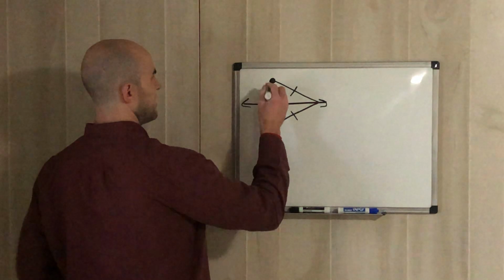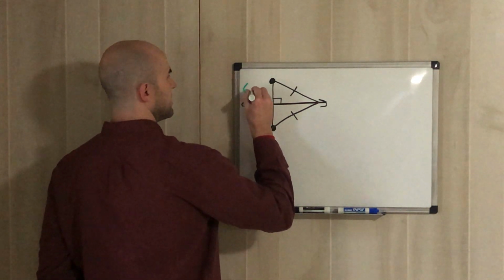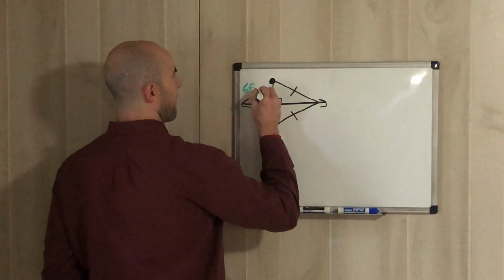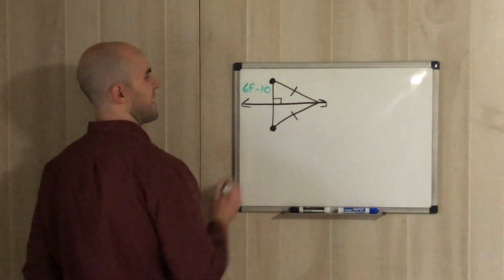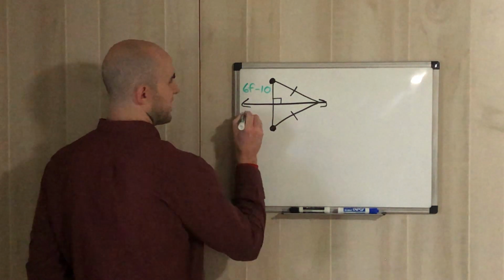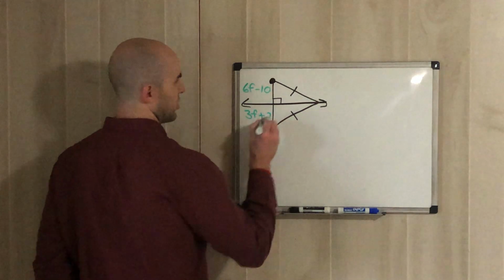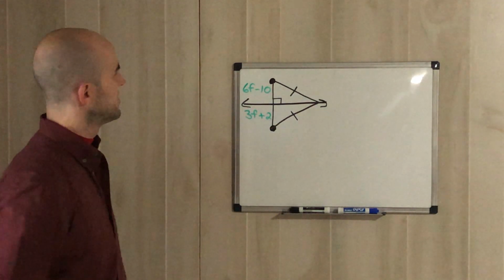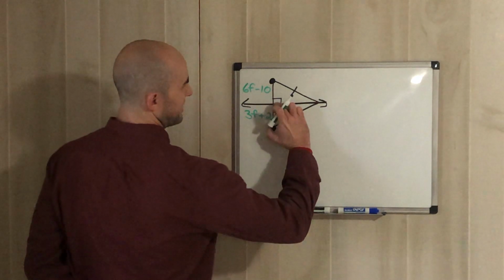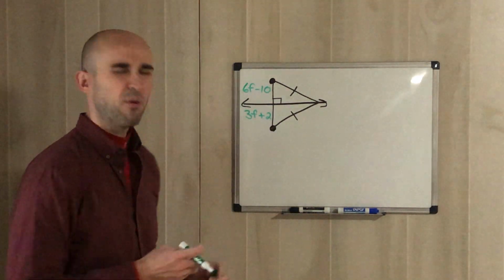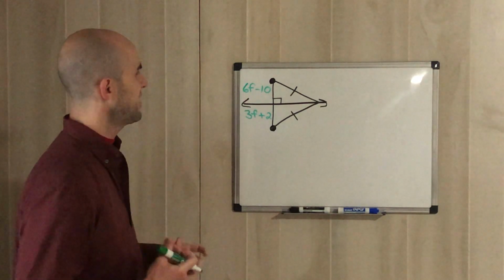And now let me write this. Let's say that this segment here is going to end up being, let's make it 6f minus 10, right? So this here is 6f minus 10. Let's make this one here 3f plus 2, right? So we know that this here is 6f minus 10. We know that this here is 3f plus 2. And we want to solve for f, right? If we want to solve for f, let's think of it this way.